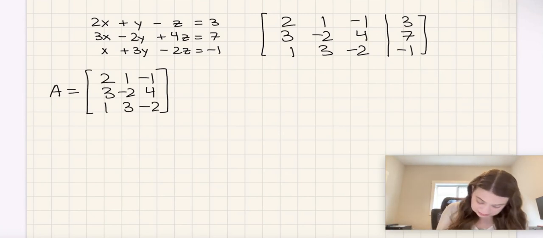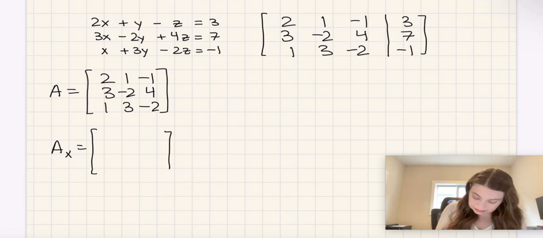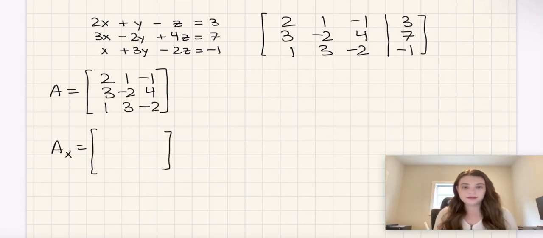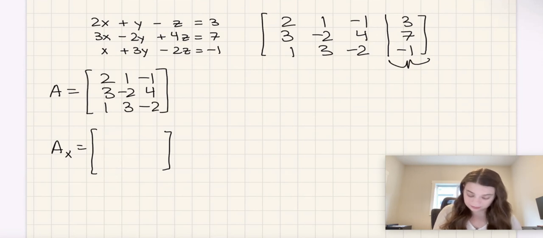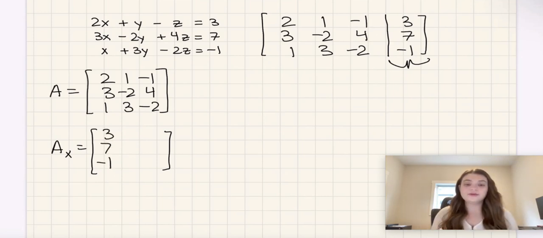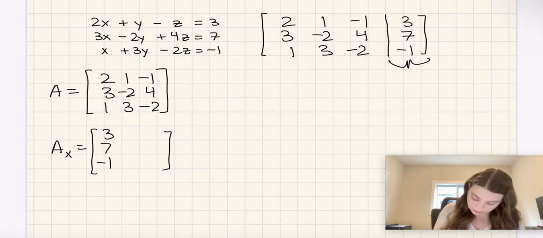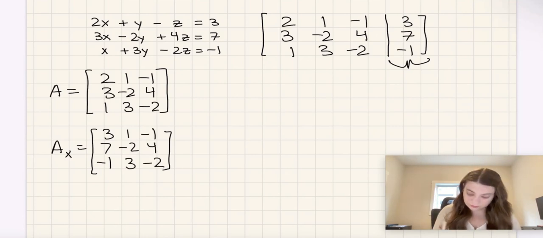Then for matrix AX, I'm going to write down this same matrix, except that the X column is going to be replaced with the right side, 3, 7, negative 1. So instead of this column here, which above was 2, 3, 1, it's now going to be 3, 7, negative 1. And then the other columns are the same as before. So 1, negative 2, 3, and negative 1, 4, negative 2.